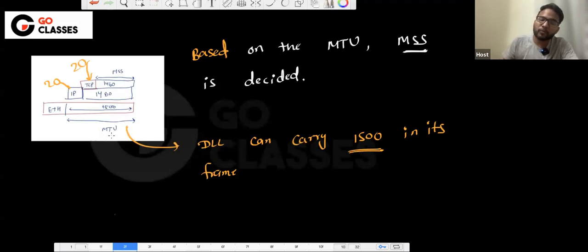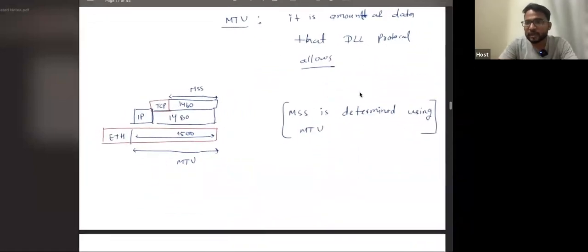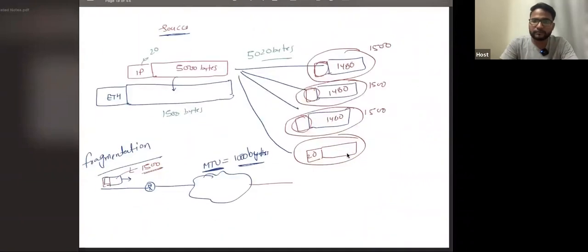What is MTU? The maximum transmission unit that you can transmit over the data link layer. So if the MTU is 1500, and these are the 20 and 20 bytes, then the MSS will be just 1460. This much data you can carry. And who is providing you this data? The application layer will provide you this data. So this is the hierarchy, right? So MSS is determined using the MTU. That's what we have written here also.